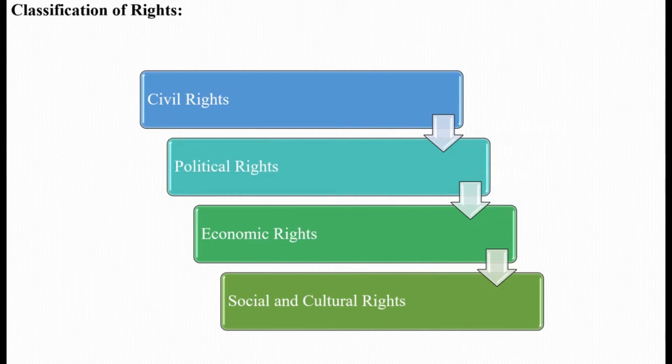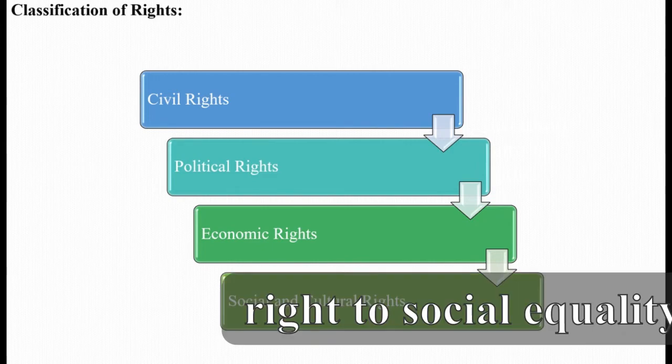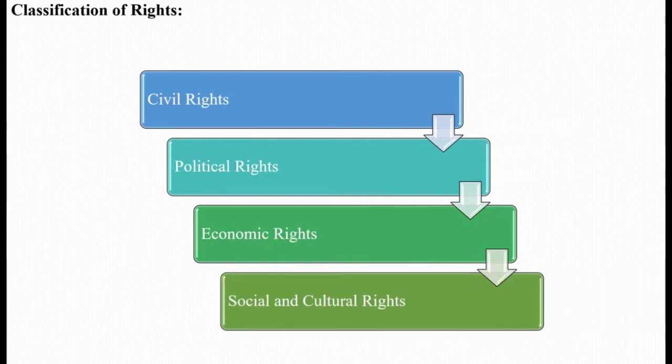C. Right to social equality. Social equality means absence of discrimination on the basis of caste, language, sex, etc. That is, for example, racial discrimination in USA and caste discrimination in India. Therefore, India abolished untouchability and practicing it in any form is punishable by law. D. Right to cultural life.